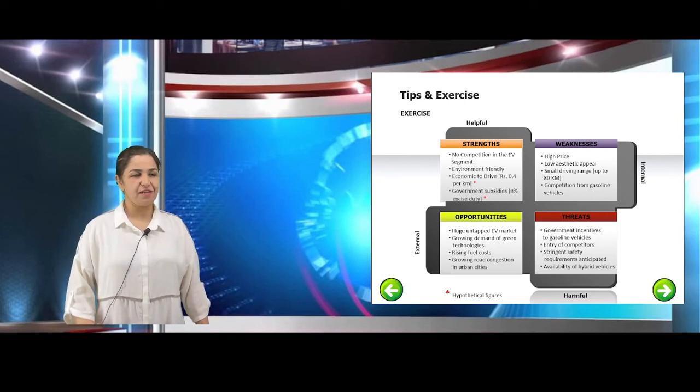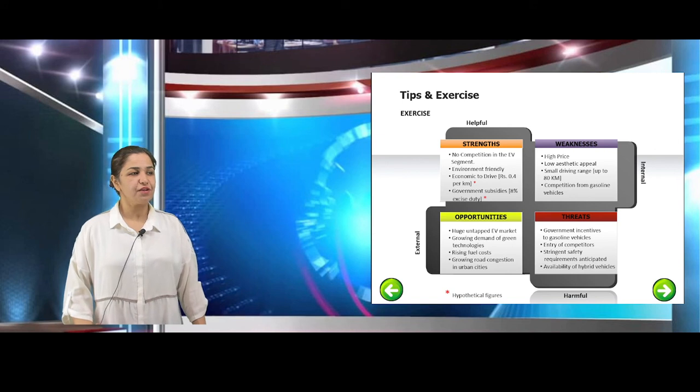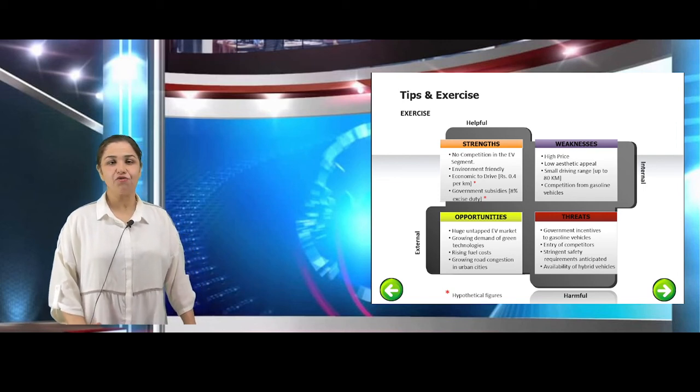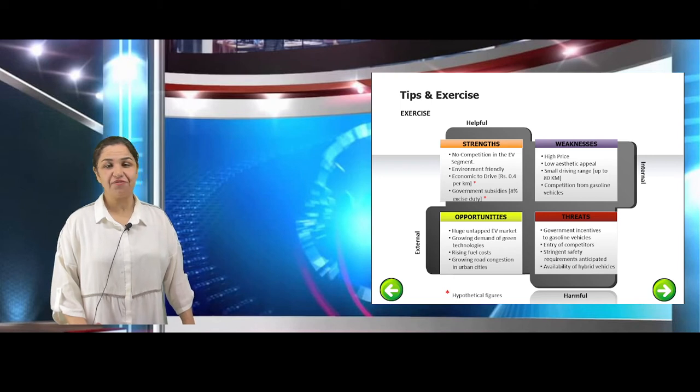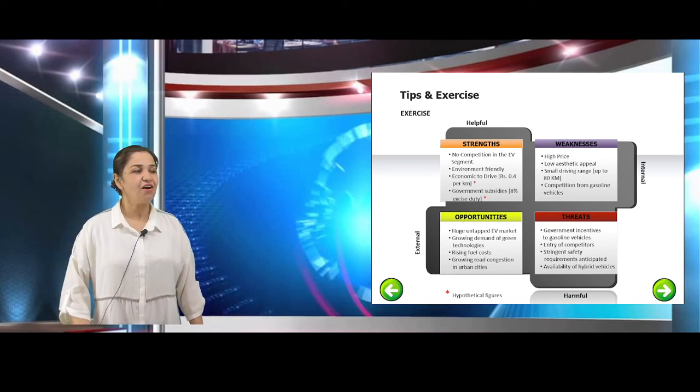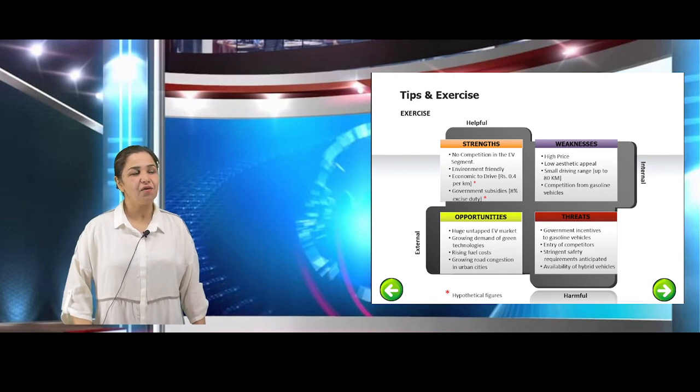What are the threats which affect your company? These are government incentives to gasoline vehicles, entry of the competitors, the other companies which are producing automobiles or vehicles competitively in the same region. Stringent safety requirements anticipated, availability of hybrid vehicles. These are the harmful threats for running an automobile business.